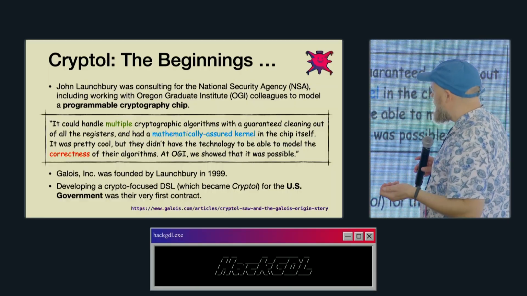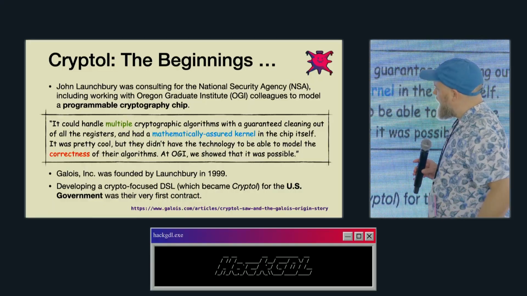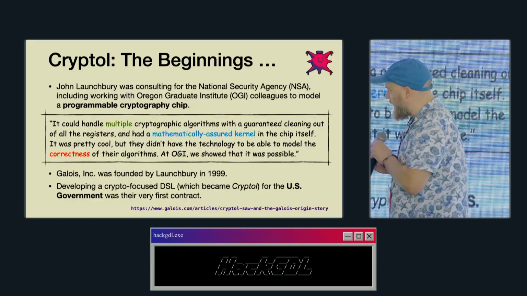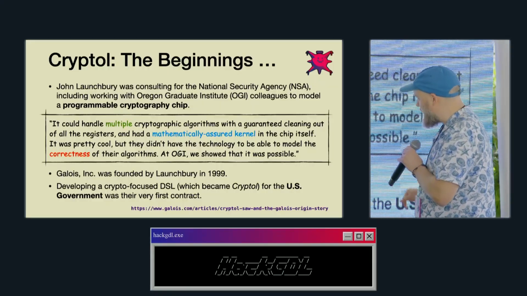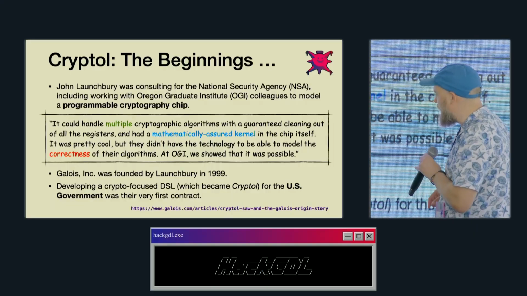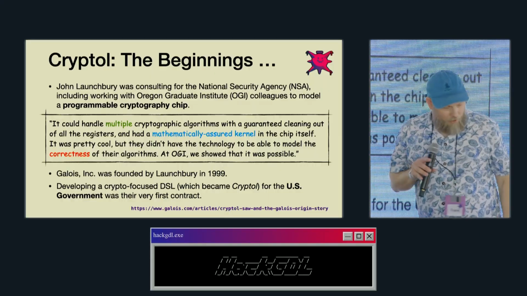So in order to do this work in an effective way, they founded Galois as a company. And the first contract they had with the US government was to develop such a crypto-focused DSL, which later became Cryptol. You can read more of the story behind it on the link below.